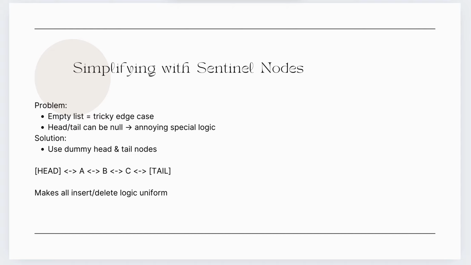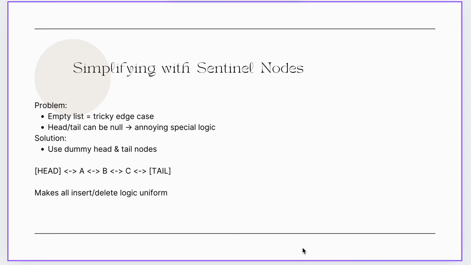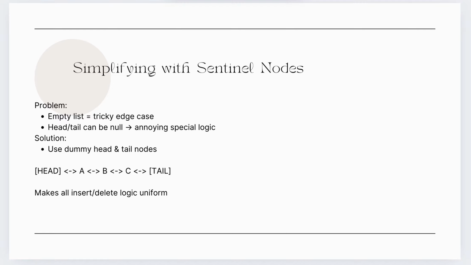Now let's talk about edge cases. What happens when our linked list is empty? Head and tail are null, special cases to handle. And what if there's only one node? We'll keep writing if statements all over the place. The fix is to use sentinel nodes, which are just dummy nodes for head and tail. Head.next is the real first node and tail.prev is the real last node. This approach avoids nulls and makes logic uniform for all cases.